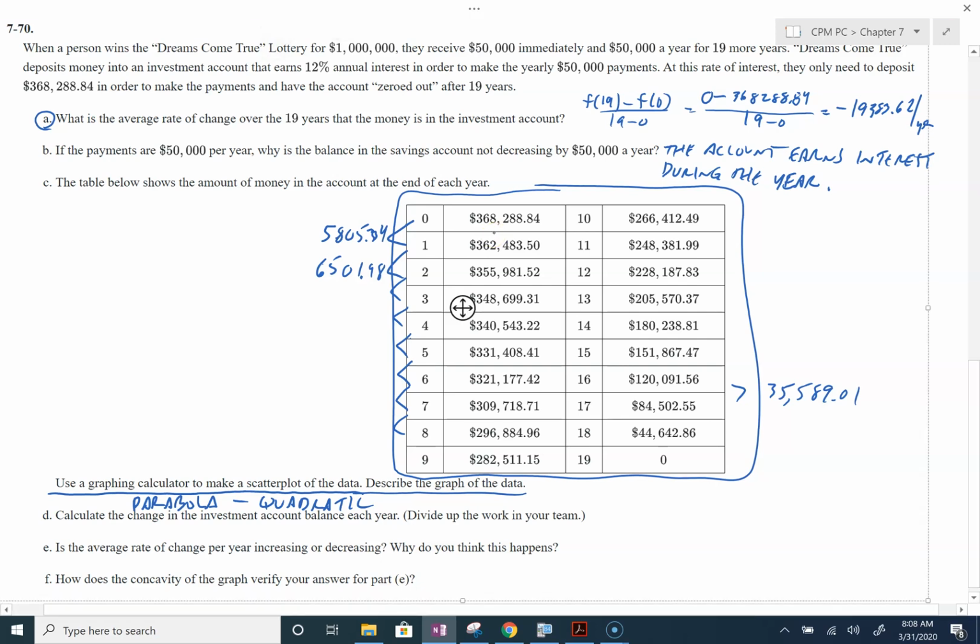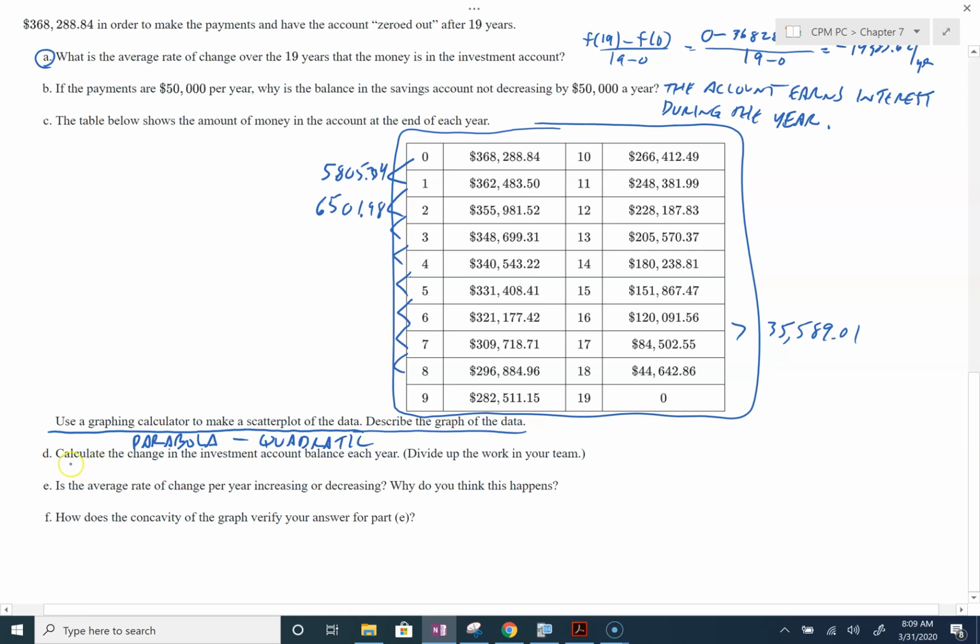At the beginning it was earning a lot of interest because the balance was large, and so even though we're making withdrawals of $50,000, the interest was boosting it up quite a bit, and so it looked like we were only withdrawing $5,000 or $6,000 when we were really withdrawing $50,000. But at the end, the account balance is much smaller, so it's not earning as much interest. So when we take out $50,000, there's not much money left in there earning interest. So that was part D. I didn't do all the differences, but hopefully you get the idea on how to do that now.